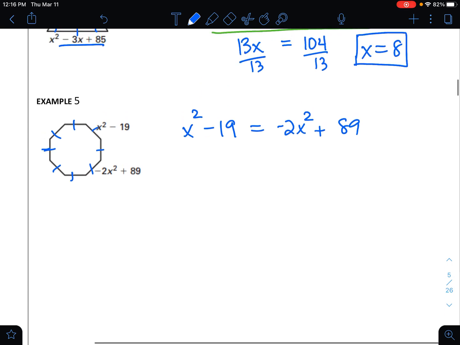Okay, so when I only have x squared, I can get the variables on one side, numbers on the other. So I'm going to do the same thing. I'm going to add 2x squared to both sides. Since I'm going to the left with the variables, I'm going to go to the right with my numbers.